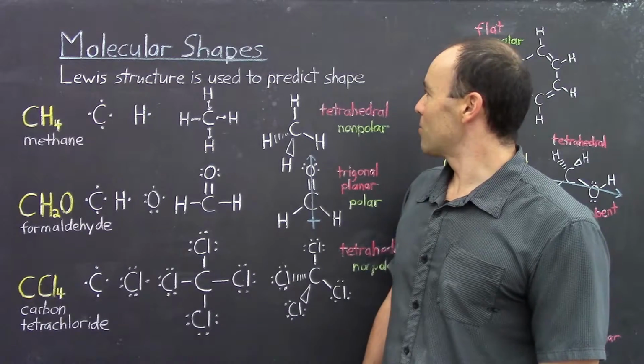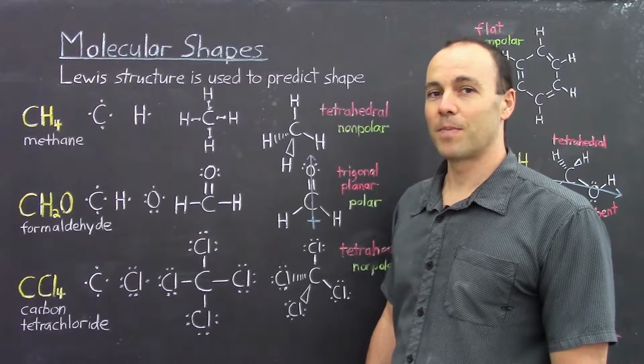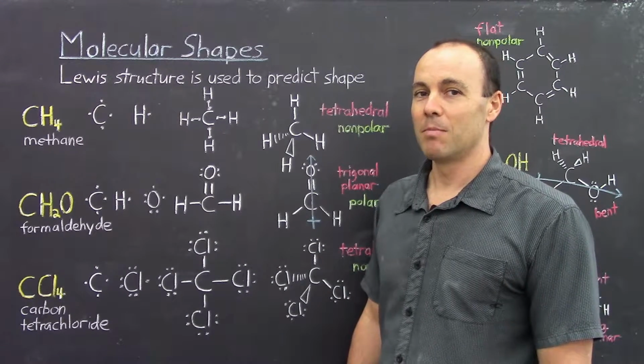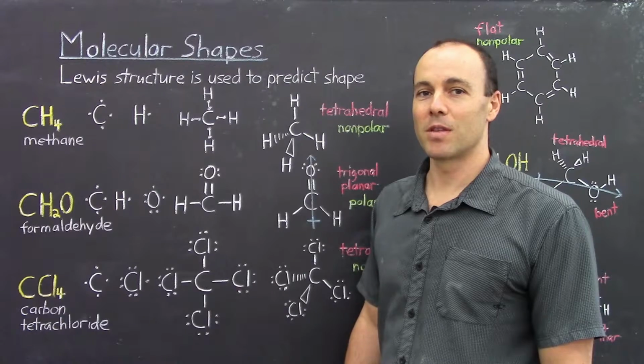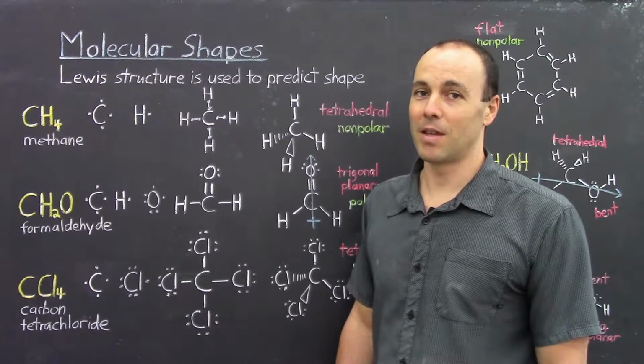Now, the Lewis structure is used to predict the shape, so we need to get the Lewis structure first. We don't have a lot of time to go into how to get the Lewis structure, but I will tell you that a good approach is to just lay the pieces of the puzzle out and start connecting them together until you get the proper answer.